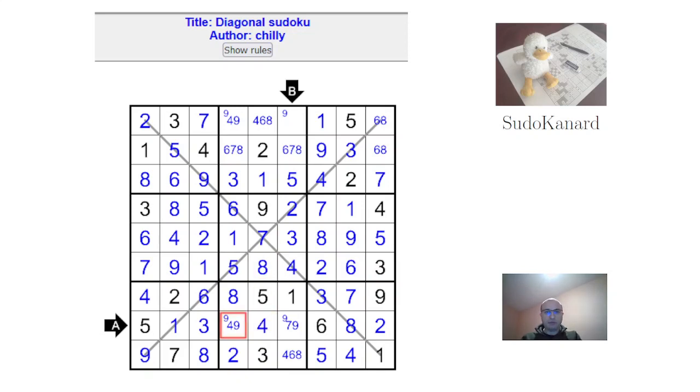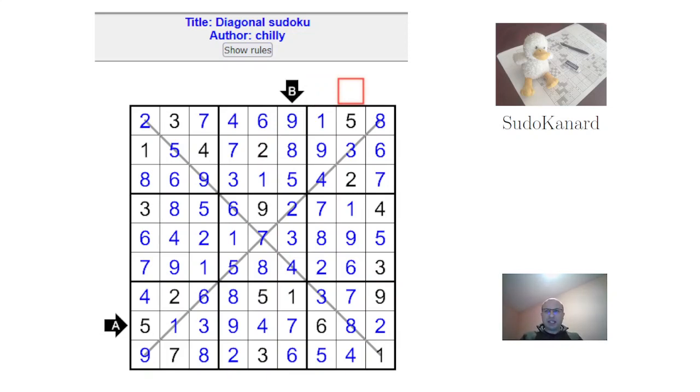This can only be a 4, 9, 7. That's a 6. This can only be an 8, 6, 8. Yes, that's consistent with the rest of the diagonal. That's a 7, that's a 6, and that's a 9 to complete this puzzle.